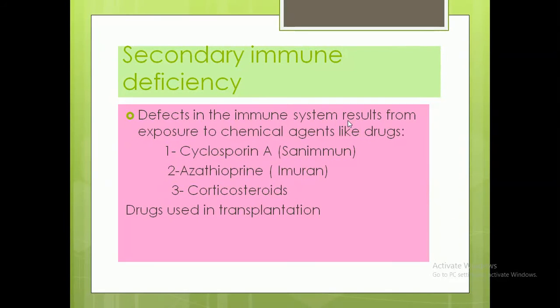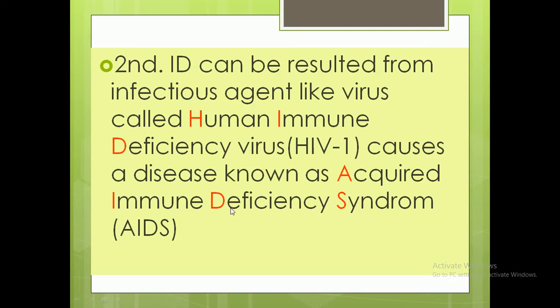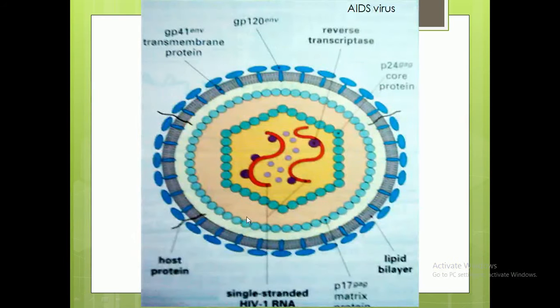This is all the primary immune deficiency. The second type is secondary immune deficiency, which results from chemotherapy like cyclosporine, azathioprine, and corticosteroids in high dose, which are used in organ transplantation. Secondary immune deficiency can also result from infection by a virus like human immunodeficiency virus, HIV-1, which causes a disease called AIDS, acquired immune deficiency syndrome.